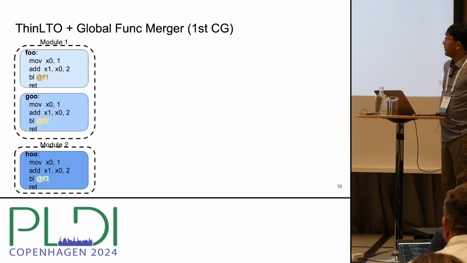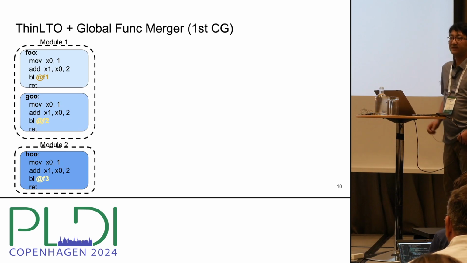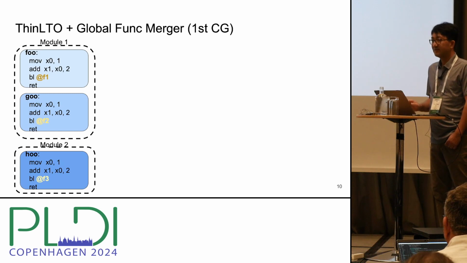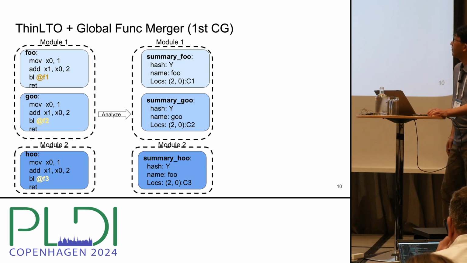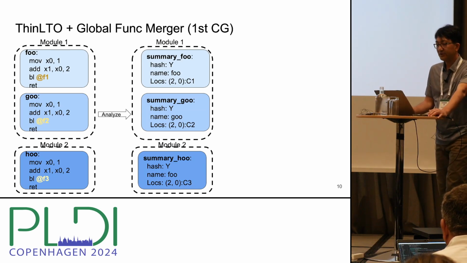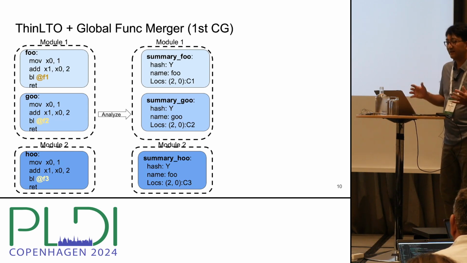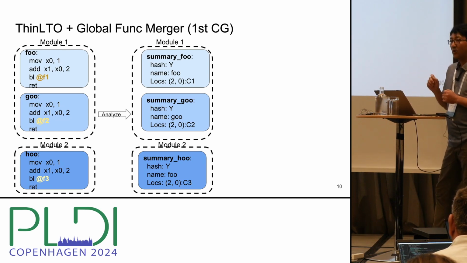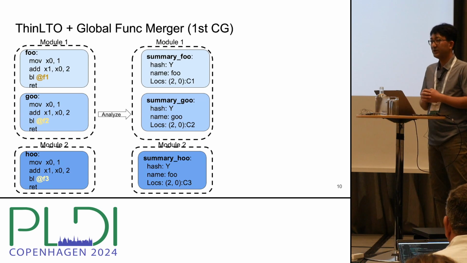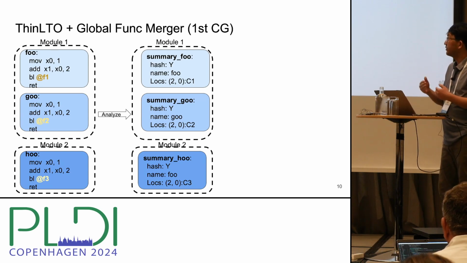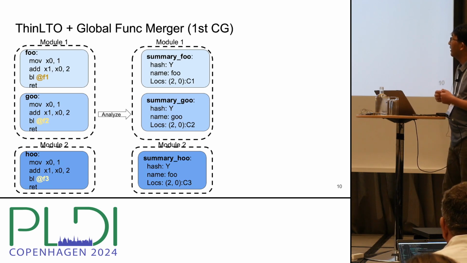Let me give you a more concrete example. Similarly, the functions look very similar, except the call target constants are different. At this step, we just compute a summary, which is independent of the intermediate representation, as you see. It consists of a function hash, which is based on the contents of the functions, except the call target constants. So as you see, the hashes are all identical. We have a different naming string. We keep track of the constant location that is represented by a pair of instruction index and operand index, etc.